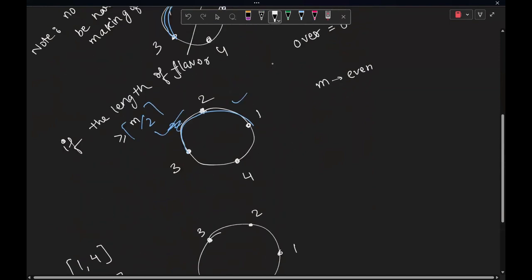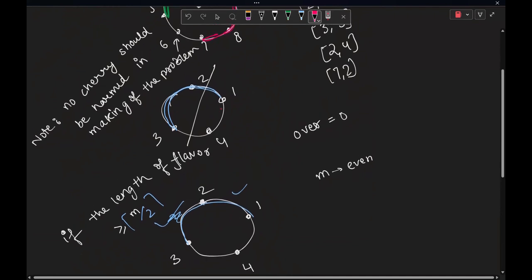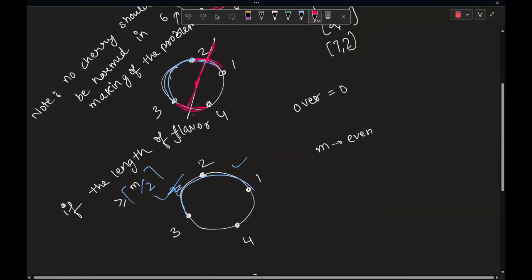Actually, there was one more thing which I wanted to discuss. This thing had been intuitive for me in the first go when I read the problem, that if there are an even number of cherries and I am having a cut passing through this point, then since it has to pass through the center also, it will pass through this opposite block also. Basically, if the diameter is passing through this place, then it will pass through this also.